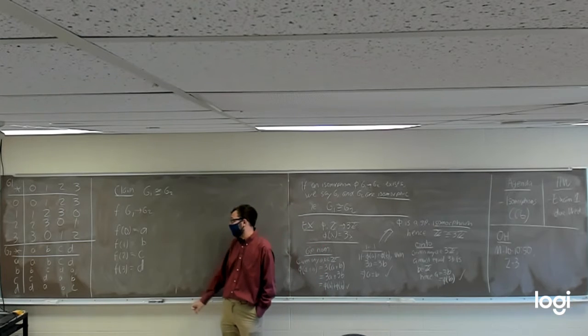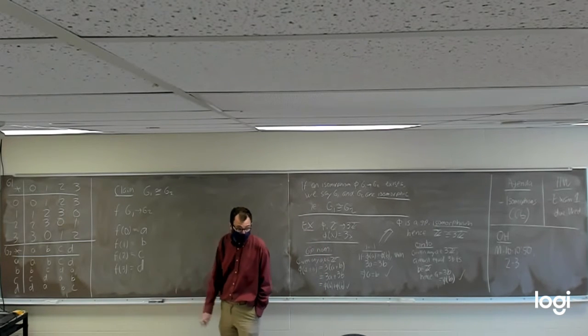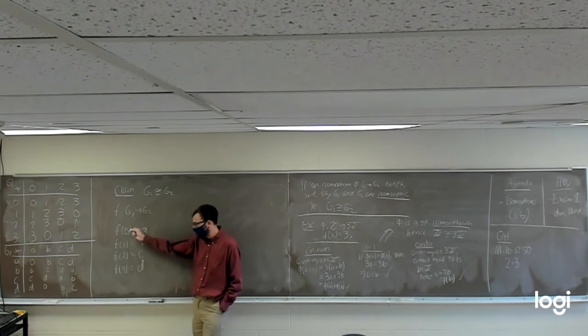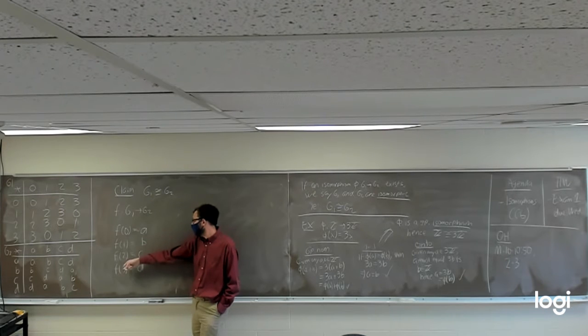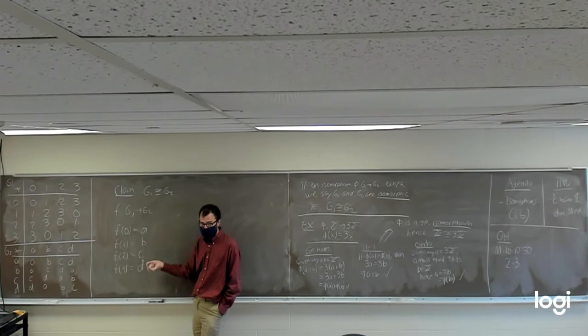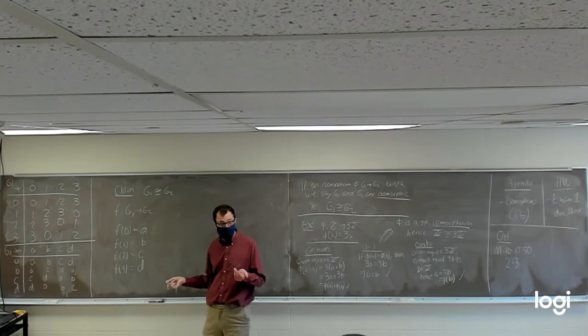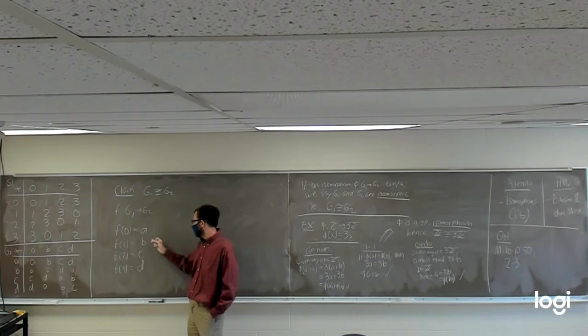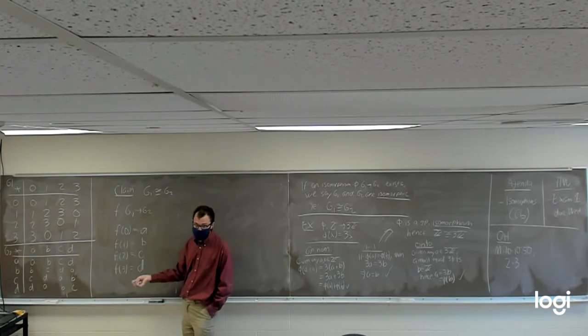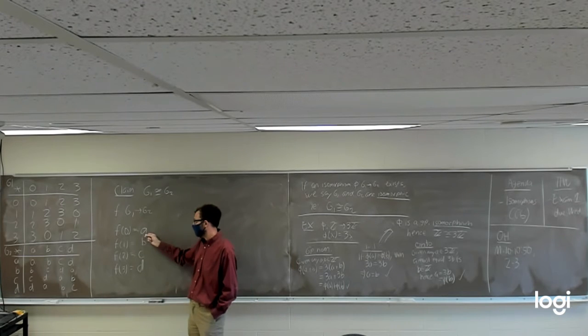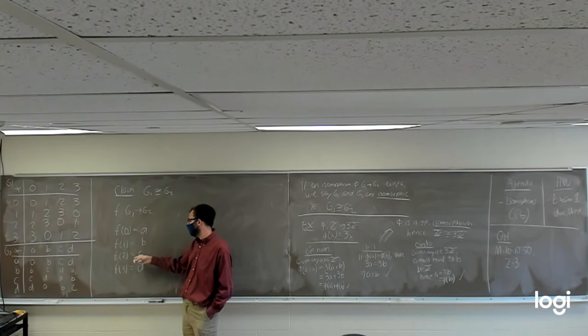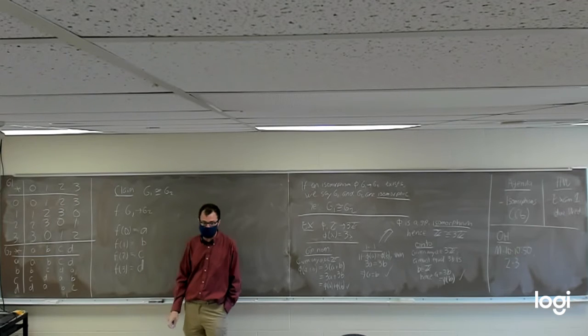Well, I think if we look at it, it's certainly going to be 1-to-1 because no two elements map to the same thing. 0, 1, 2, 3 all map to unique elements. It's also going to be onto because every element in G2 gets mapped to by something. A gets mapped to by 0, B gets mapped to by 1, C gets mapped to by 2, D gets mapped to by 3.